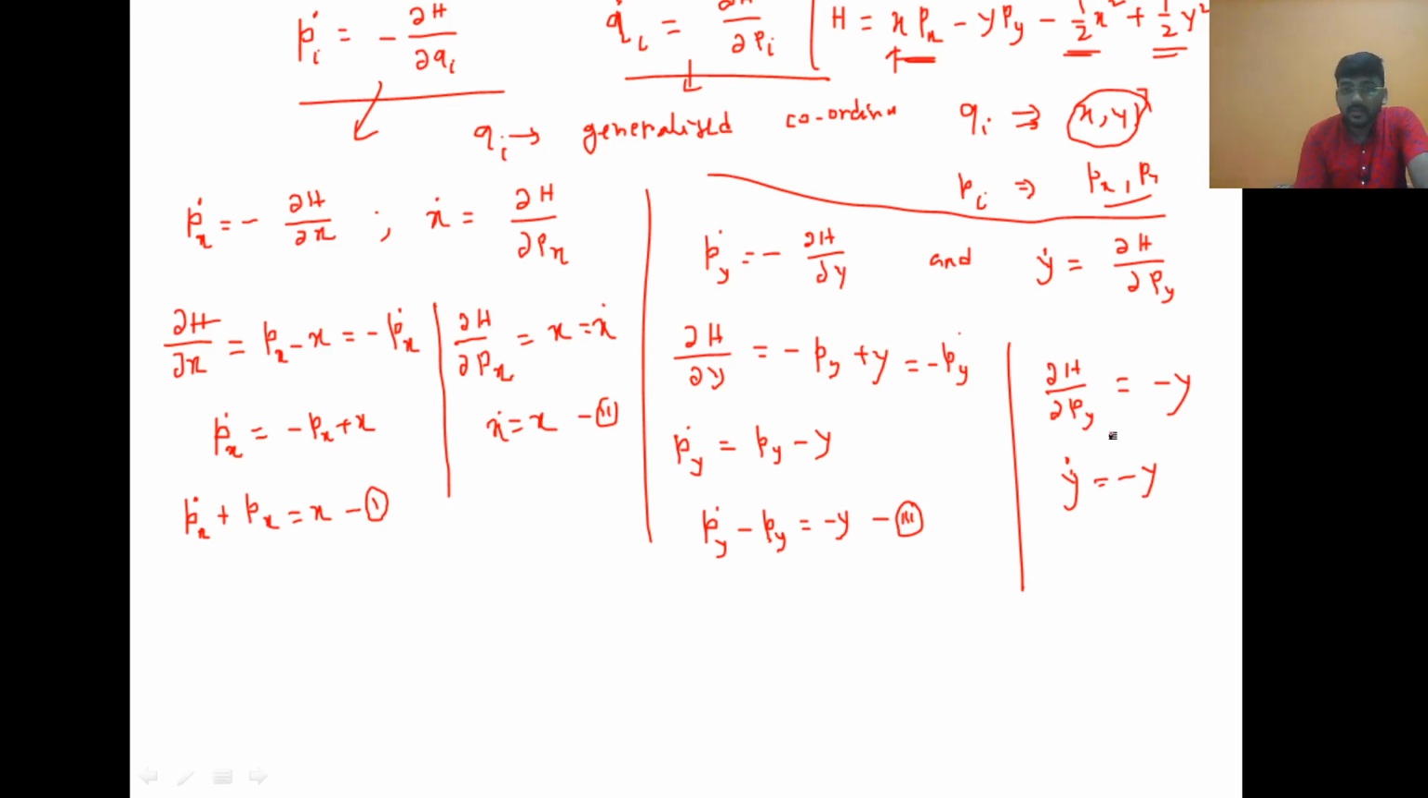Y dot is equal to minus y is the another expression. Okay, so now what will be the thing? So this is our expression 4.